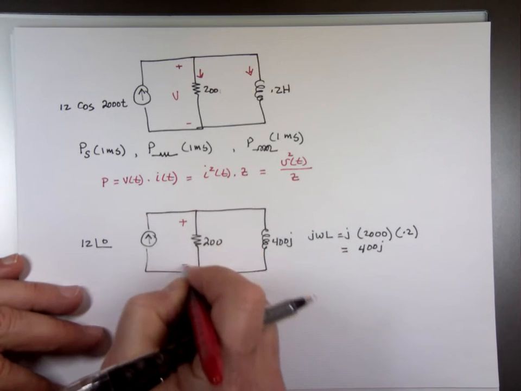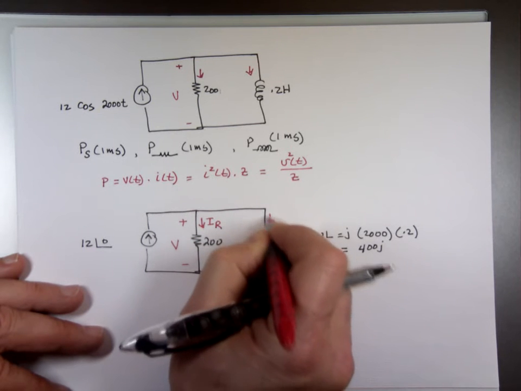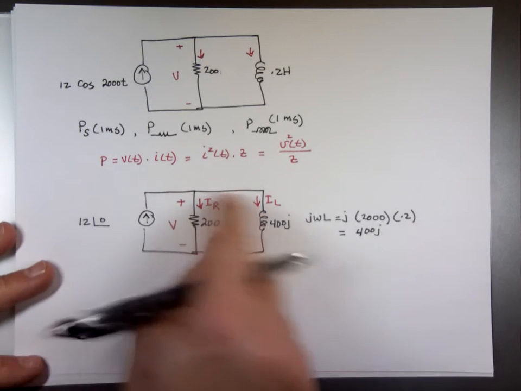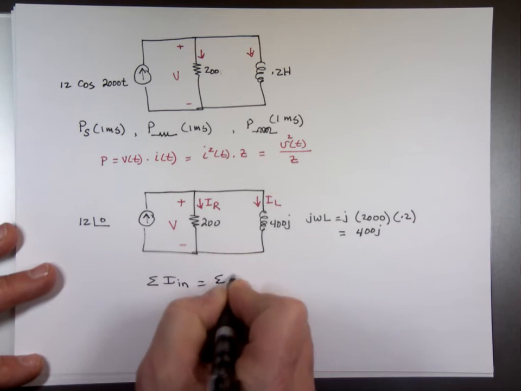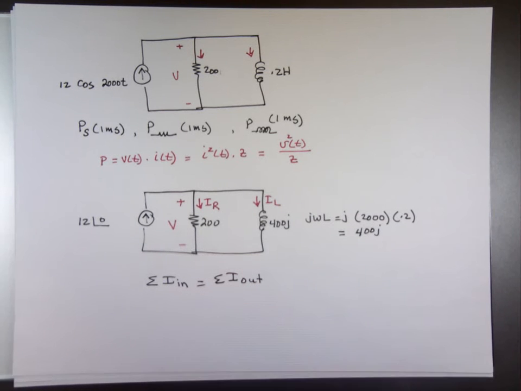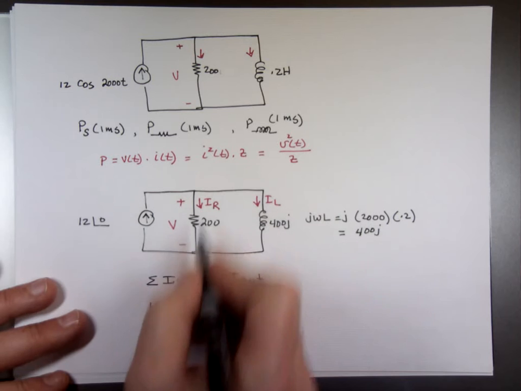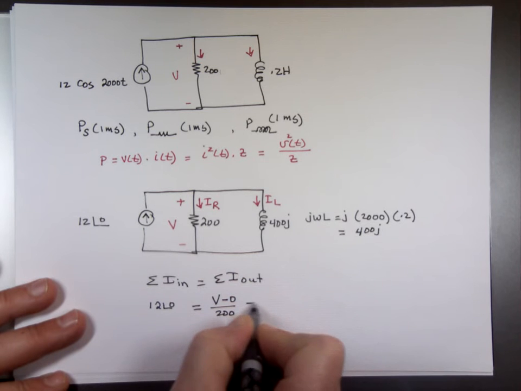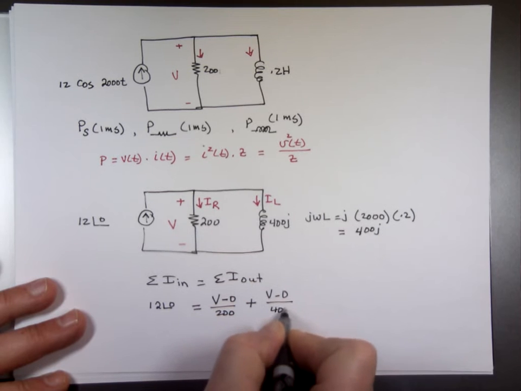This is V, capital V, because we're in phasor now. We'll call this IR. We'll call this IL, coming down. So KCL: if we add all the current going into the node, it should equal all the current leaving that node. What is going into that node? 12 angle 0. What's leaving? This voltage minus this, which is V minus 0 over 200, plus this voltage minus this, over 400J.